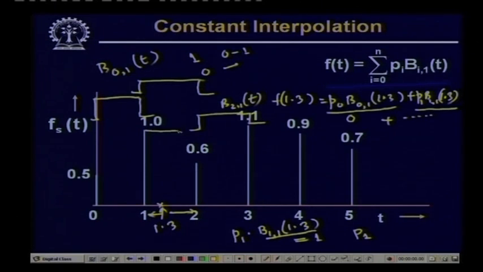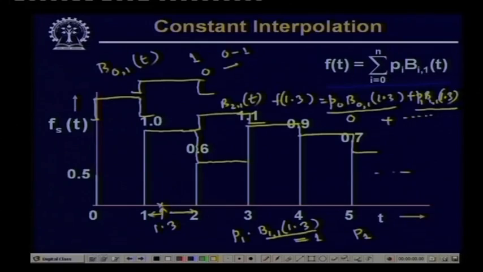So, I can do this interpolation like this: between 1 and 2, the function values for all values of t will be equal to f 1. Following a similar argument, between 2 and 3, the function value will be equal to f 2. Between 3 and 4, the function value will be equal to f 3. Between 4 and 5, it will be equal to f 4, and it will continue like this. So, this is what I get if I use this simple interpolation formula, that is f t equal to the summation of p i b i 1 t.